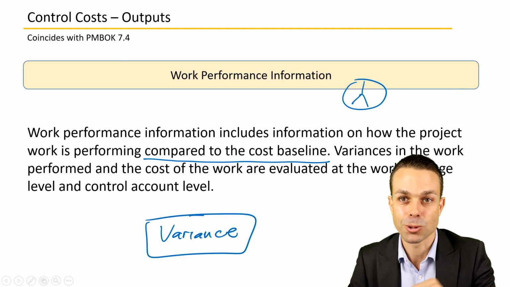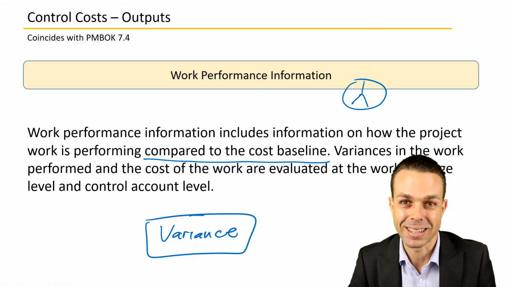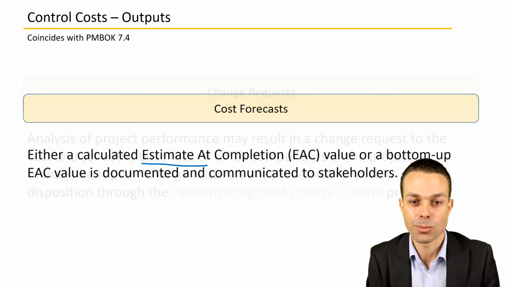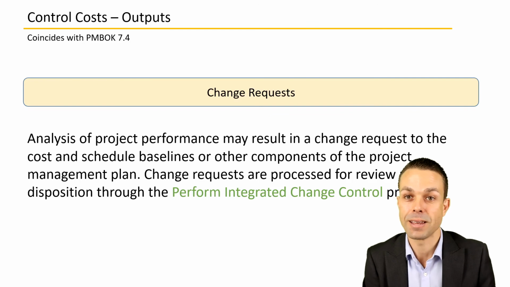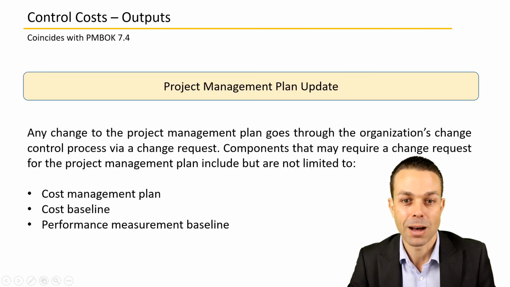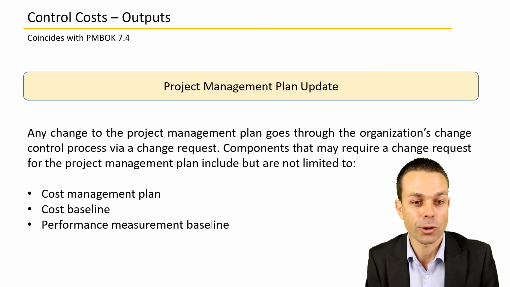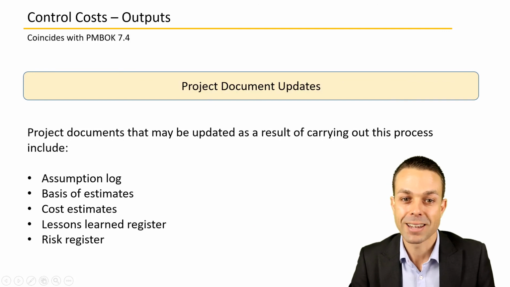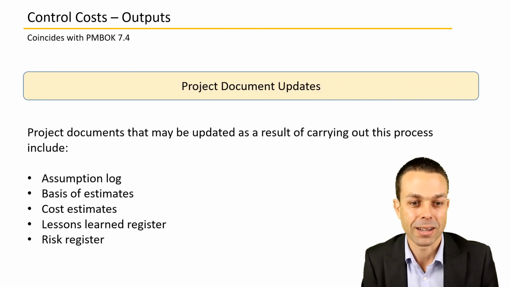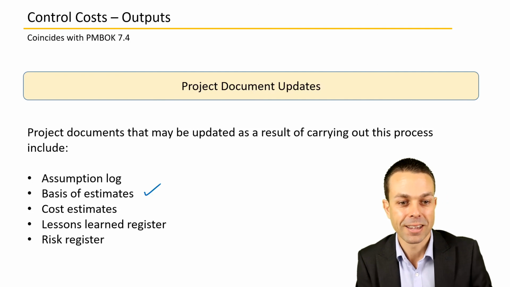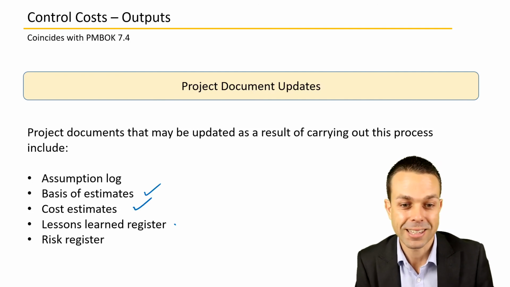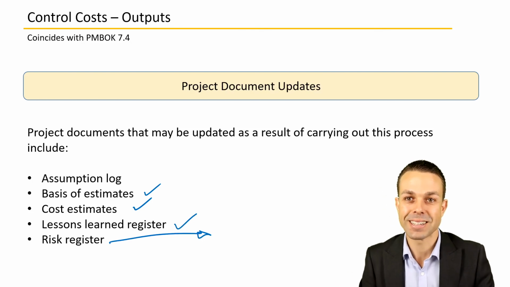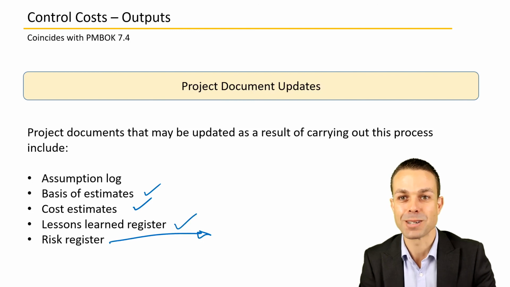We're comparing actual costs to what we had planned in the first place. We'll also have outputs as cost forecasts themselves, so an estimate at completion. Of course, there'll be change requests if any changes to the baseline need to happen. The project management plan may need updating as well, so our cost management plan, cost baselines, and performance measurement baselines may need to be updated. And lastly, we've got our project document updates, like basis of estimates. Is that changing? Cost estimates. We need to gather any lessons learned, and obviously gather any risks as we're going along. And that is all of the detail that you'll see in controlling the costs for your project management body of knowledge.